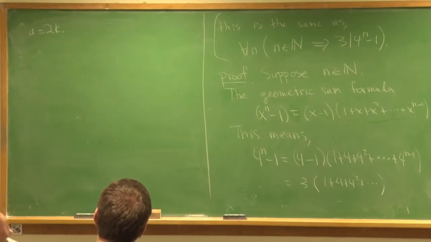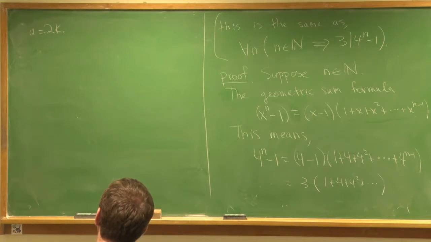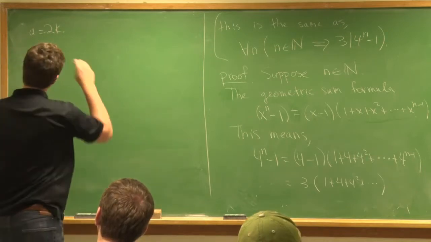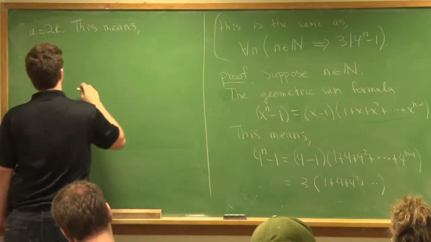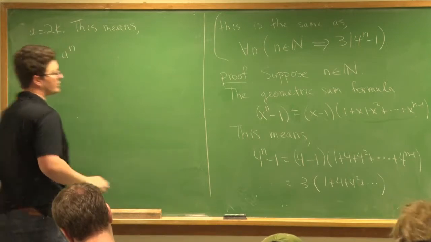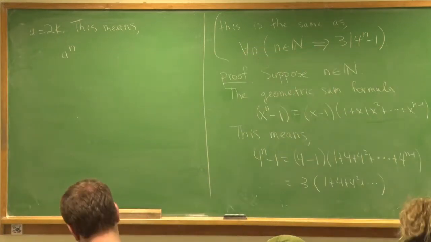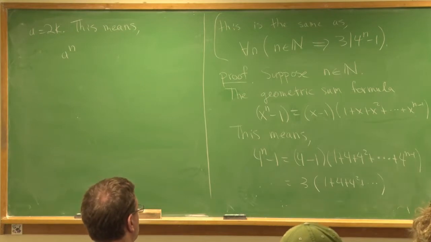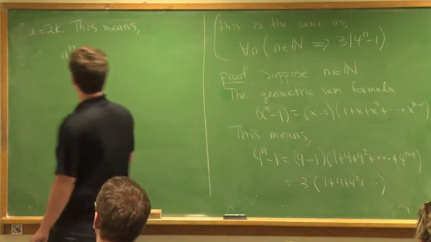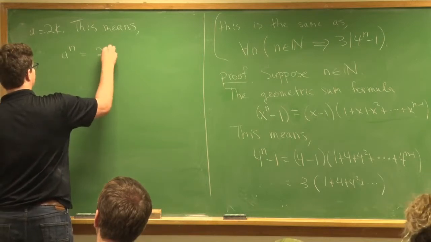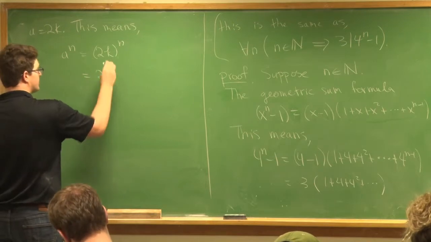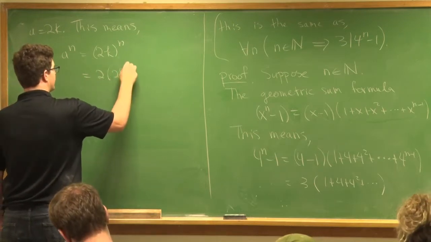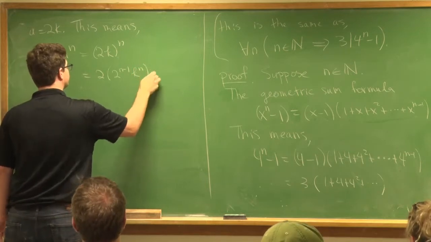Okay, and so now I'm going to do one of these things where we just go down and get a sequence of equalities to arrive at our conclusion, like we were doing before. Okay, so this means that a to the n, this is our goal. We want to show that this thing is even. And that's the same thing as if it was 2 times something. So this is equal to (2k) to the n, which is equal to 2 times 2 to the n minus 1, k to the n.